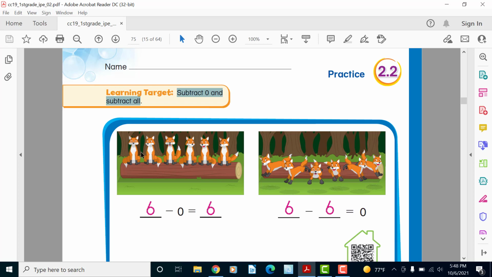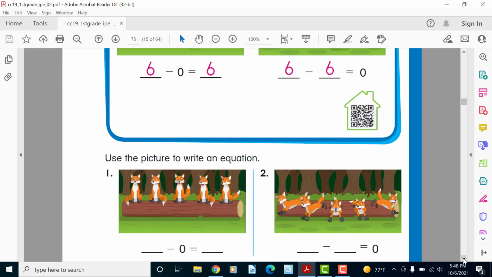So you can see here, 6 foxes on the log. They all stay on the log. 0 jump off, 6 stay on the log. Here, 6 start out on the log. 6 jump off, so 0 are left on the log.